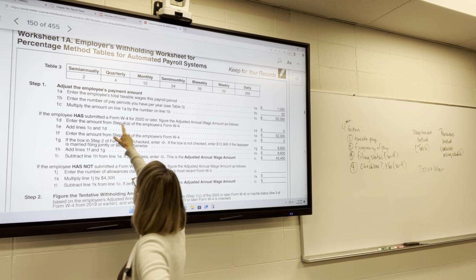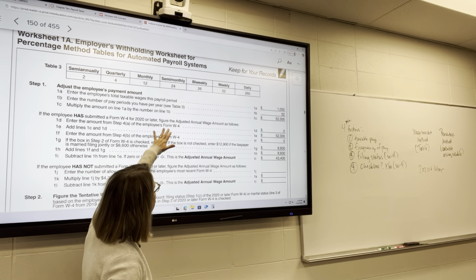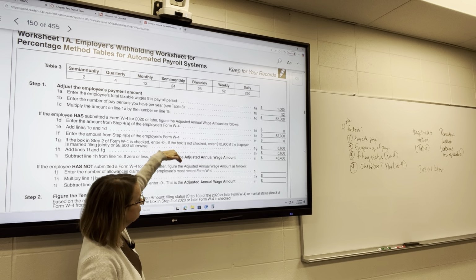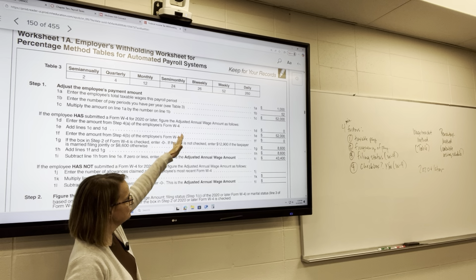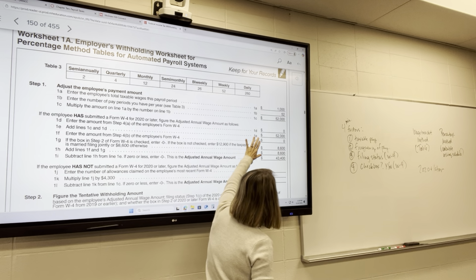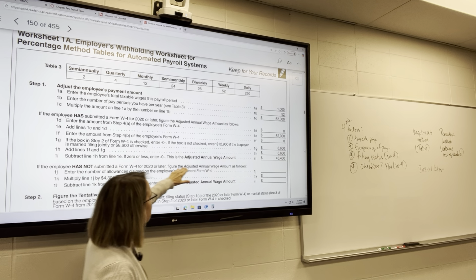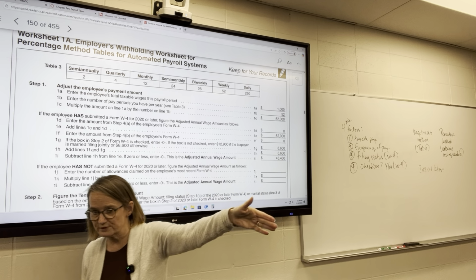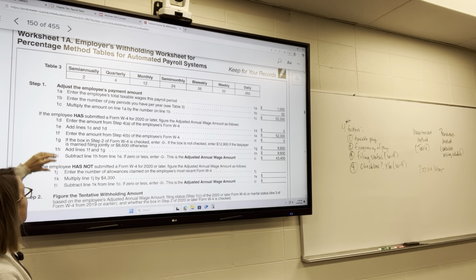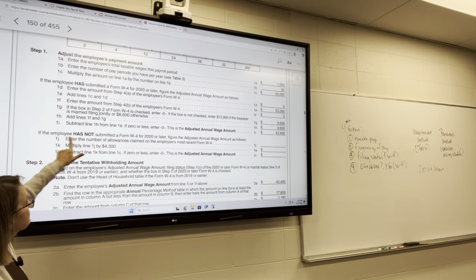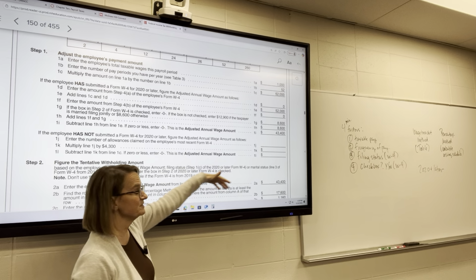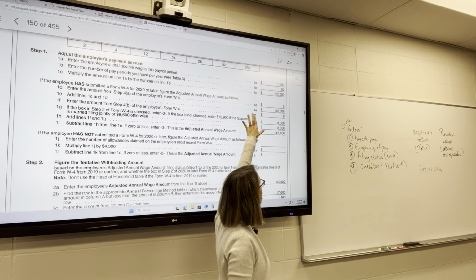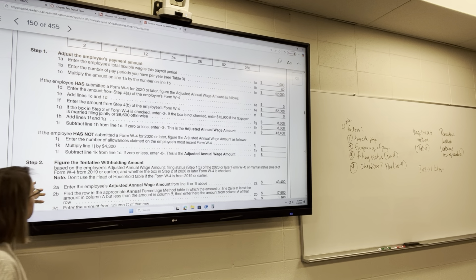So if the employee has submitted a Form W-4 for 2020 or later, figure the adjusted annual wage amount as follows. You use the steps and make a certain adjustment to determine what their wage amount is, and then you apply this wage amount to the appropriate table based on their filing status. If they have not submitted a W-4 for 2020 or later, which means they have a form from 2019 or earlier, then you use these steps. So it's either one or the other that is used.